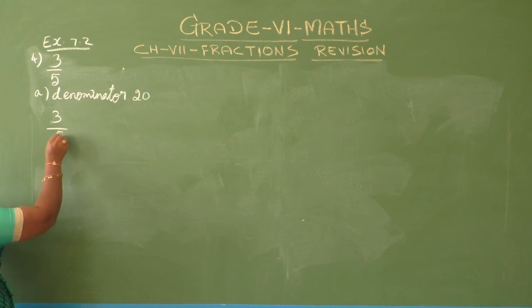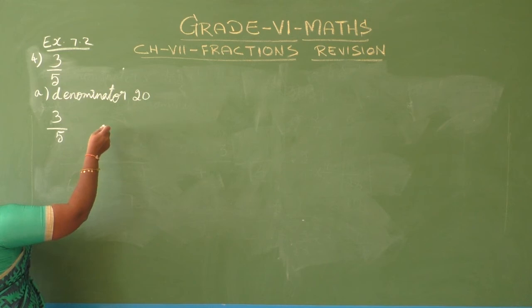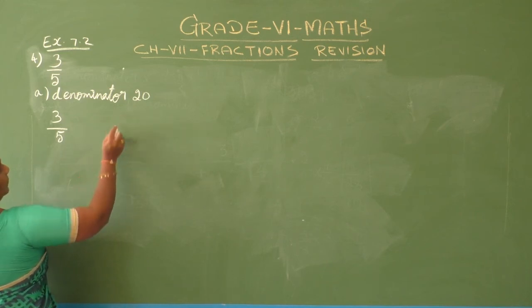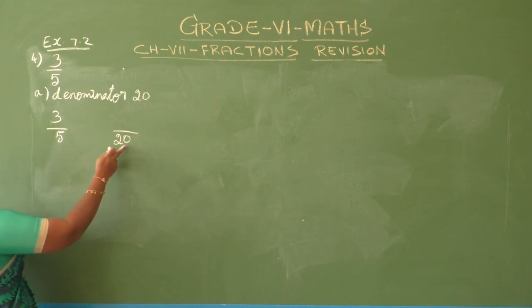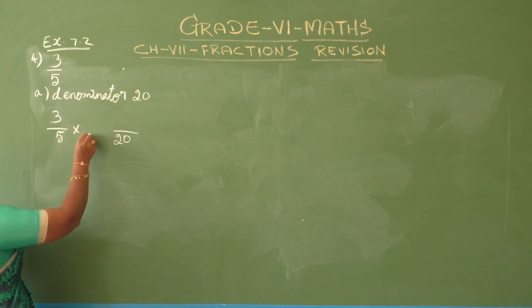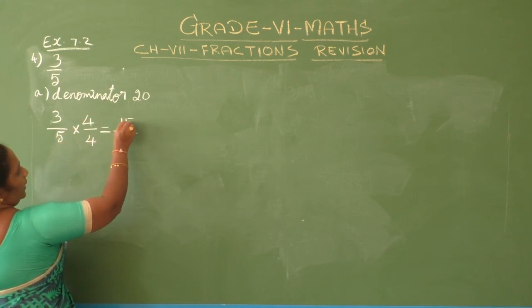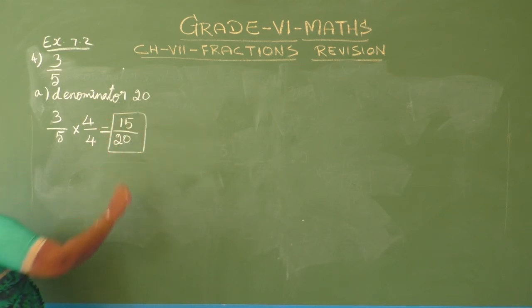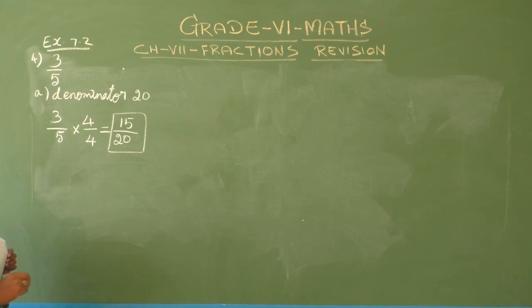3 by 5. See, our left side fraction is smaller than our right side fraction. That means it's a multiplication equivalent fraction. The denominator they gave is 20. So how many 5s are 20? Very good. 4 5s are 20. So in the denominator we multiply by 4, which means the numerator also we have to multiply by 4 only. 3 5s... 3 4s are 12. Sorry, 3 5s are 15. That's all. This is the answer. According to the condition we have to find the equivalent fraction.